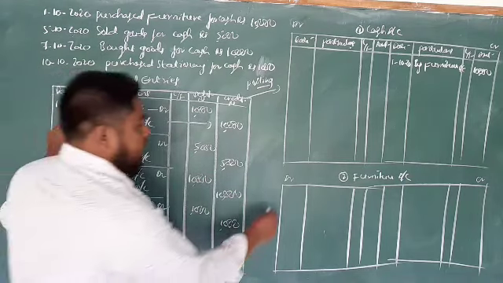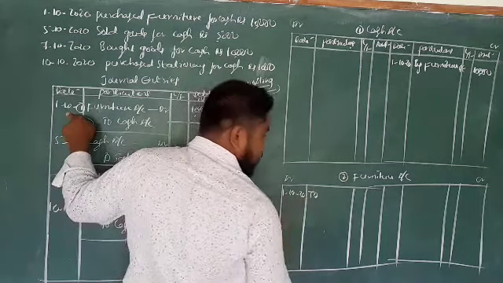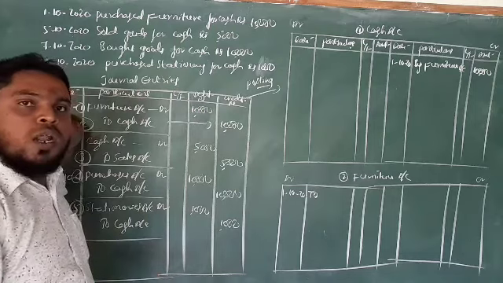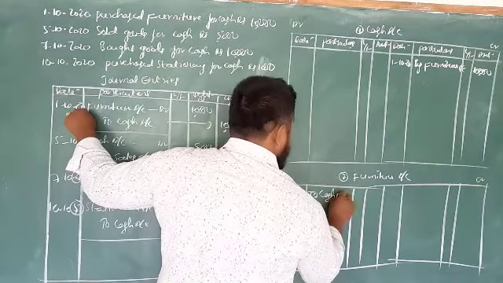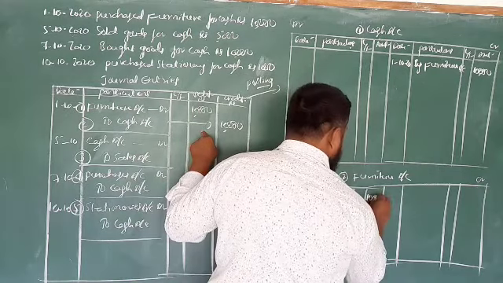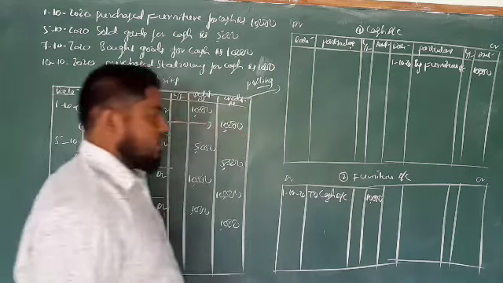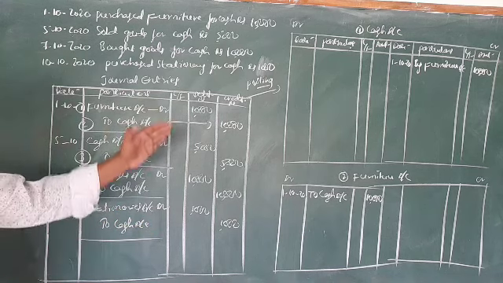So date 1/10/2020. So to debit side you have to use the word "to cash account." So amount 10,000. So like this, we have to pass the entries from journal to ledger.